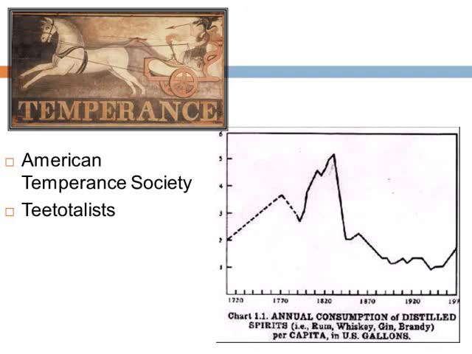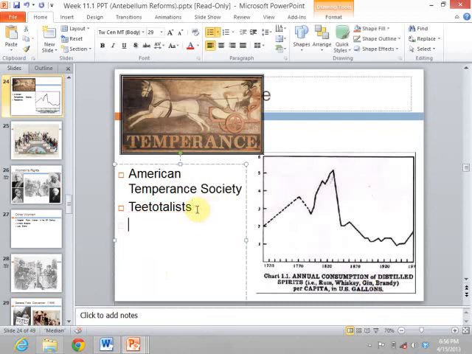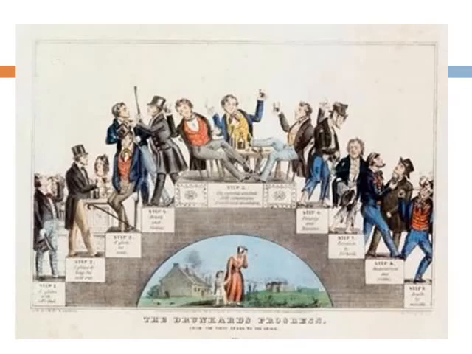So you have the temperance movement. Again, the American Temperance Society and the teetotalists. What's the difference between the two? One wants total abstinence and the other one wants temperance. And then you have the Maine Law by Neal S. Dow that tried to make Maine what? Dry state. You got that going on. Everyone good so far?